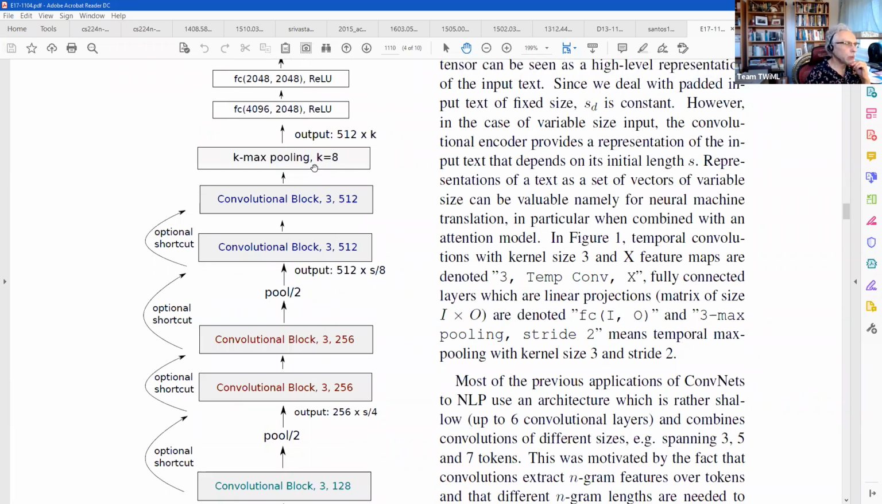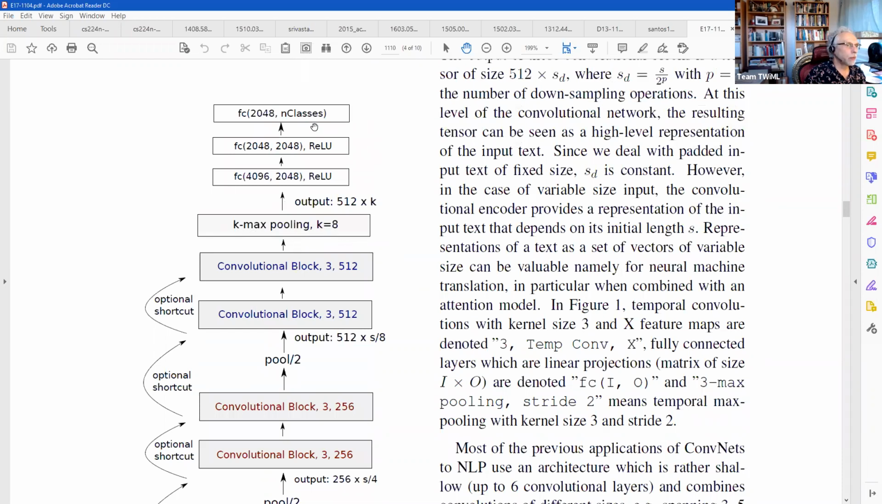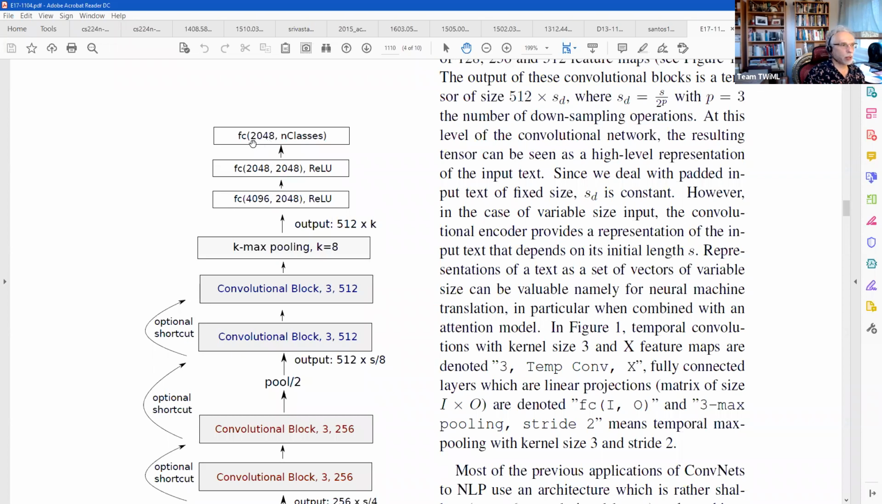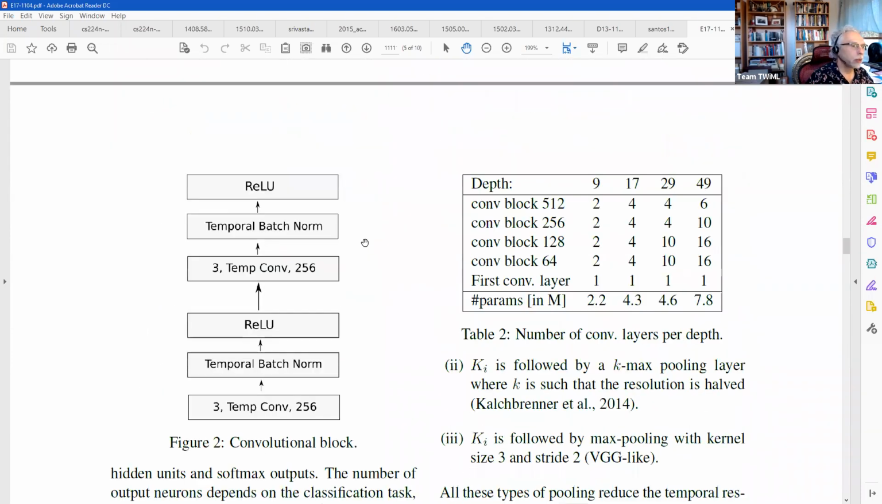Then you do max pooling, well, K-max pooling. Remember, the difference between max pooling and K-max pooling is that K-max pooling looks for the K maximum values and keeps them. So K could be 2, or it could be 3, or in this case, K equals 8. So now your output is 512 by K, and then you have some fully connected layers followed by ReLUs, and then you have the classification layer. So it's just an architecture to look at.